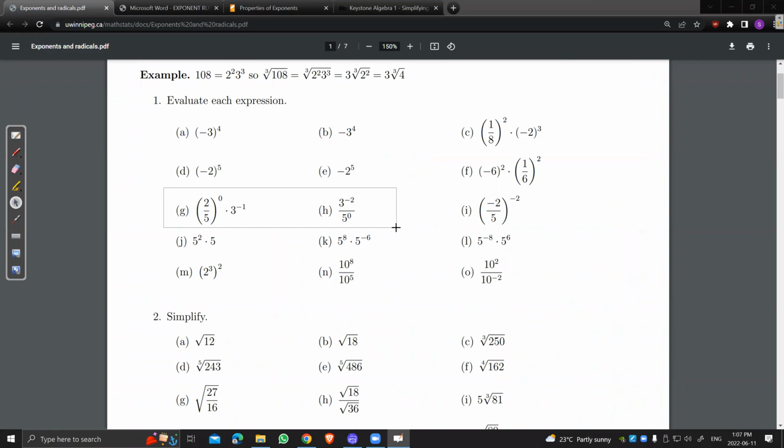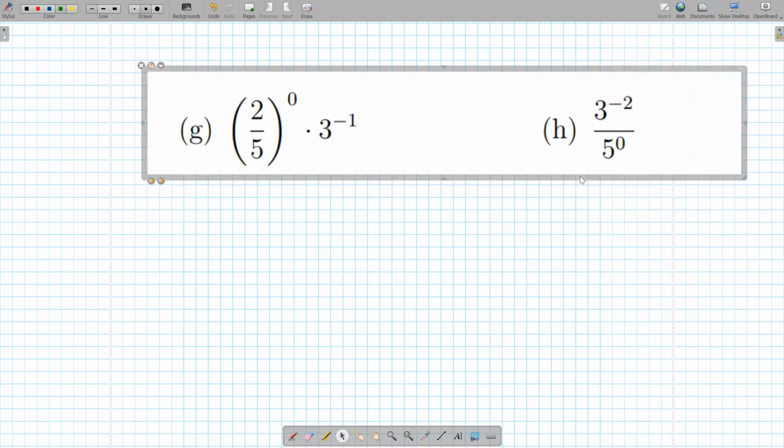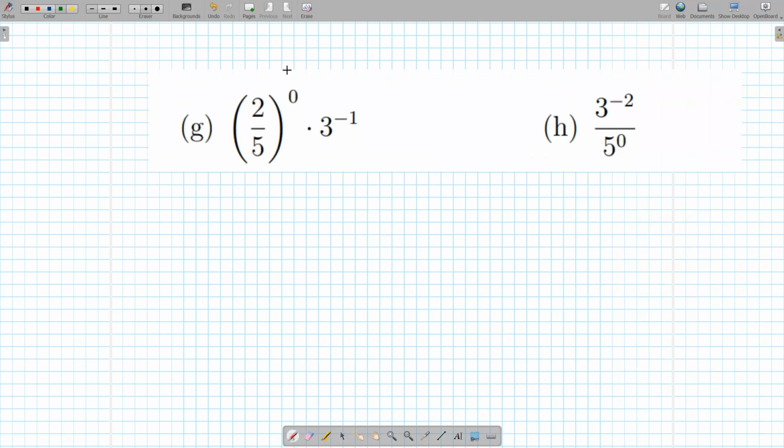It's not that bad, honestly. It's usually just a two-step answer. It's gonna be a two-step answer. Look at this. We've done this before. What's 2 over 5 to the power of 0? 1, exactly.